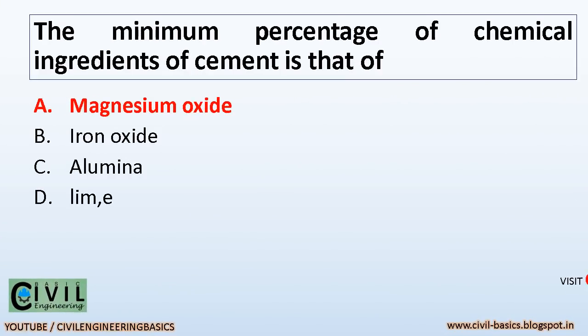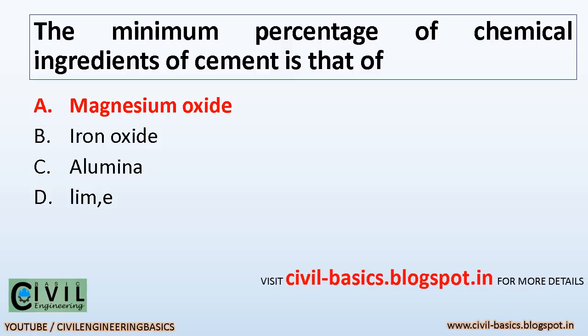The minimum percentage of chemical ingredients of cement is that of magnesium oxide.